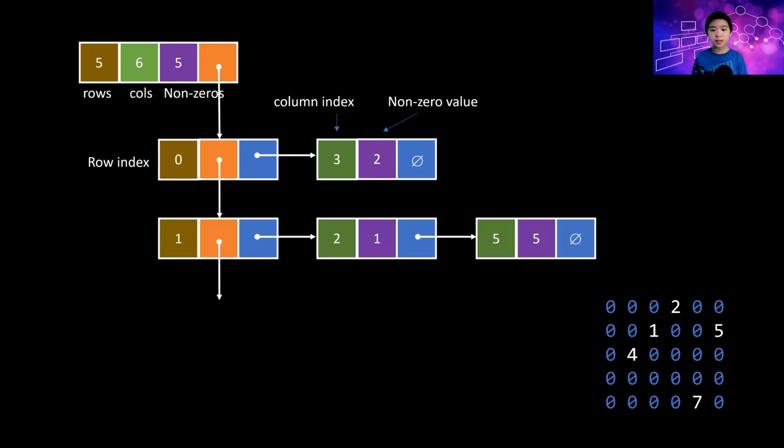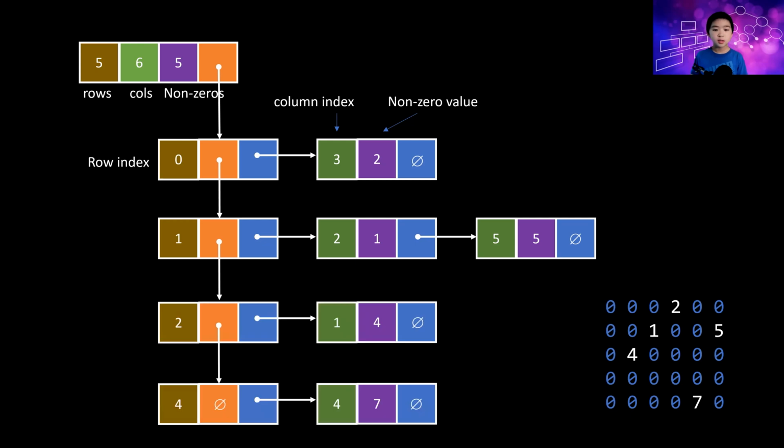We continue this linked list for the next row. In this case, it is the row at index 1. This row contains 2 non-zero elements, which are the value 1 at the column 2 and the value 5 at the column 5. Those 2 nodes are linked together in the order from left to right. We continue for all rows and skip the empty rows. Now we have a compact representation of a sparse matrix.